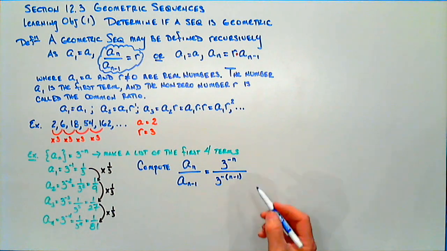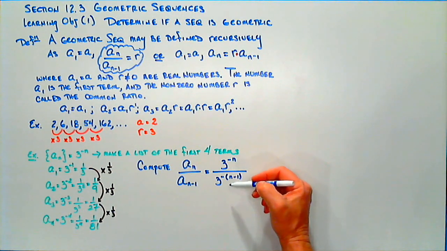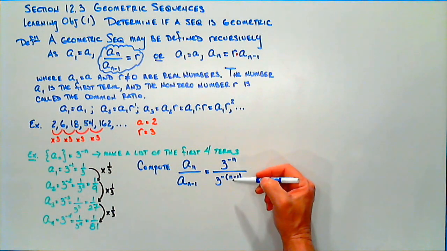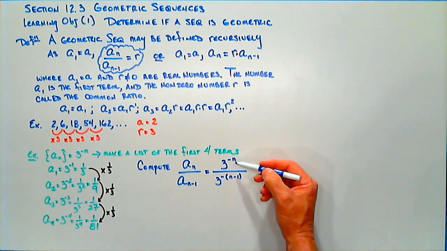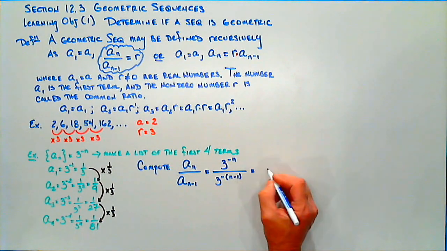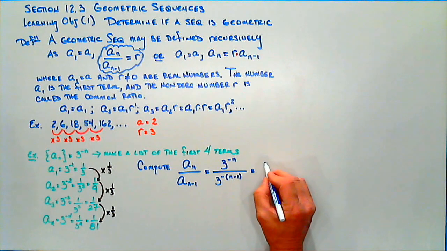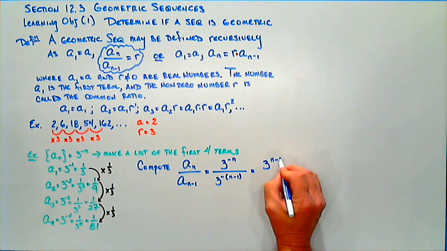Okay? Now, what do we know? We know negative exponents go on the bottom. When they're in the numerator, they move to the denominator. When they're in the denominator, they move to the numerator. So what does this look like? This moves up, right? This moves up and becomes 3 to the n minus 1.